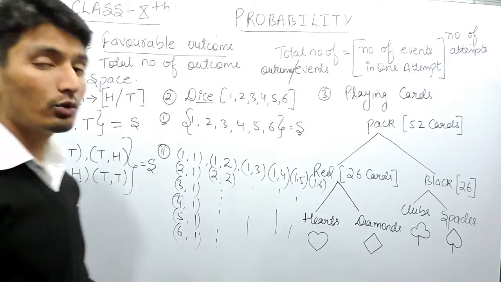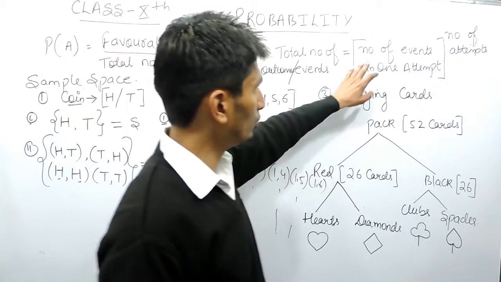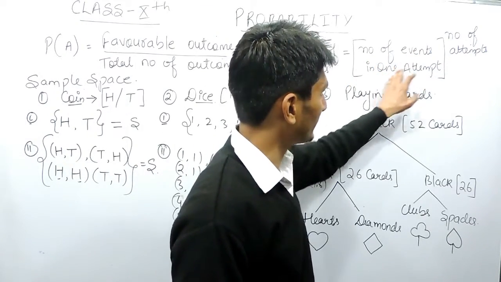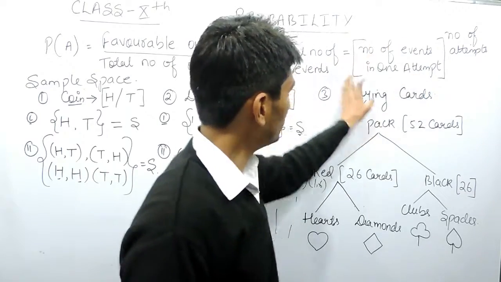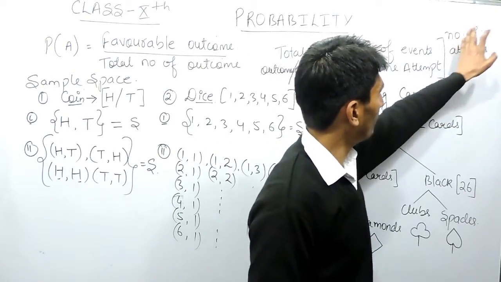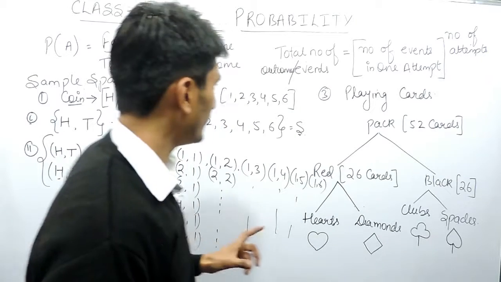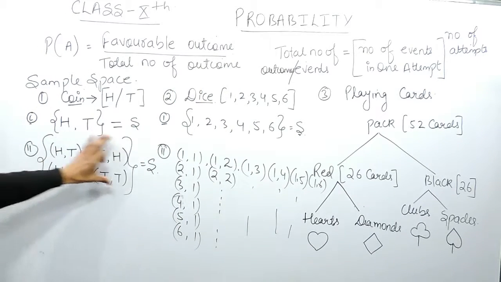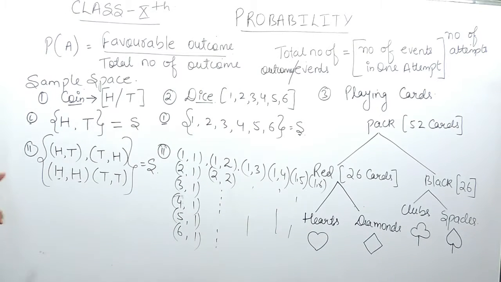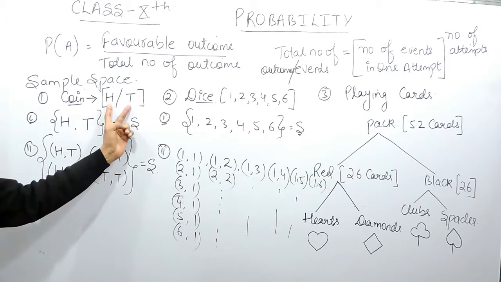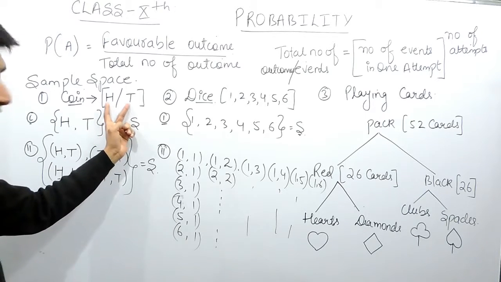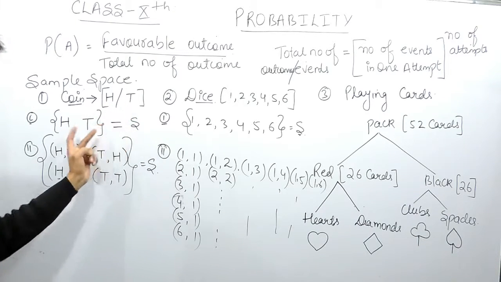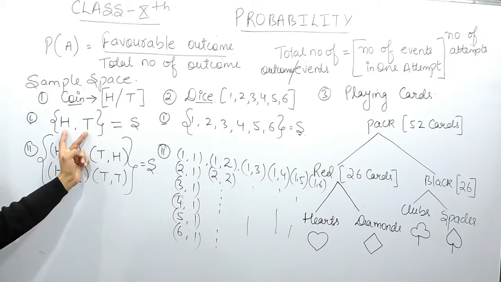And the total number of outcomes here is equal to the number of events in one attempt raised to the power of the number of attempts. Let me explain this by giving an example. Here 2 coins are tossed, and in one attempt the number of events will be either head or tail. So this is the number of events in one attempt.